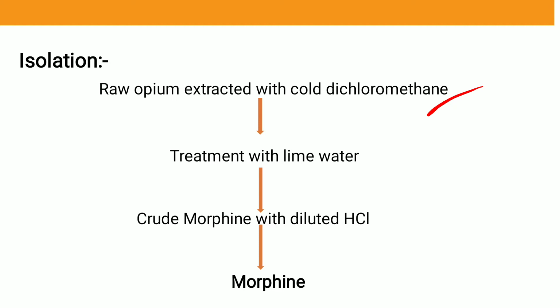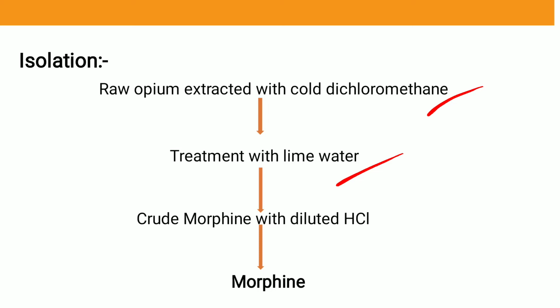In the next step, the residue is treated with lime water. The residue is treated with lime water below 20 degrees Celsius, in which the codeine and thebaine are separated by benzene. Then the pH of the residue is raised to 8 and crude morphine is obtained in precipitate form.